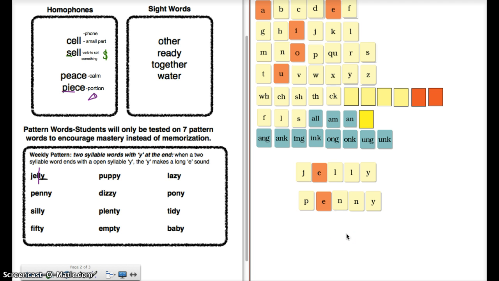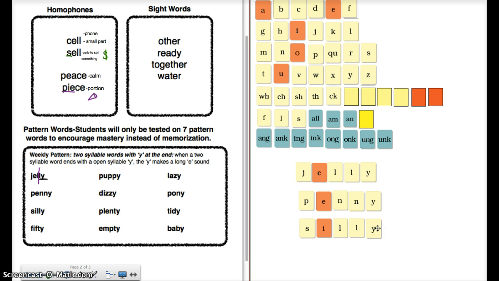All right, let's try another. Our next word is silly. Tap it out or clap it out, please. Silly. Okay, first syllable. S-I-L. I'm going to build that. S-I-L. Okay, Lee. L-Y.